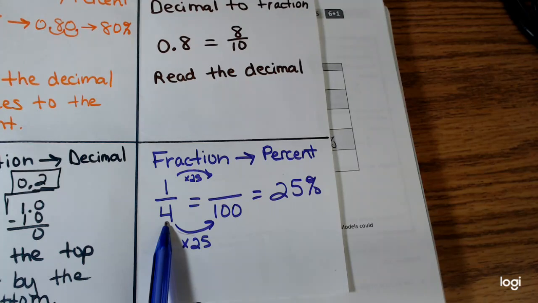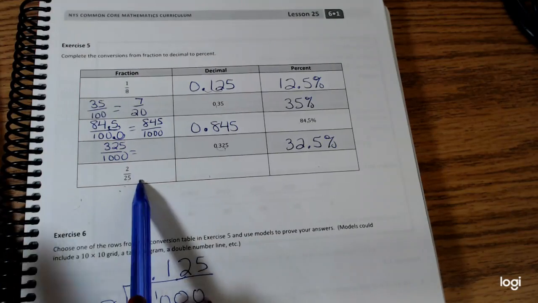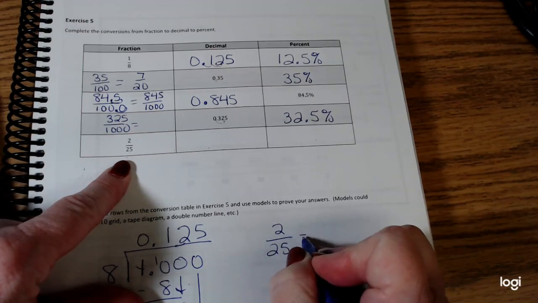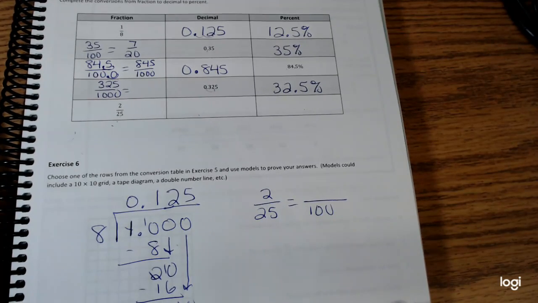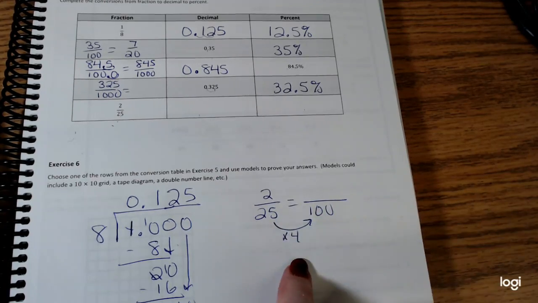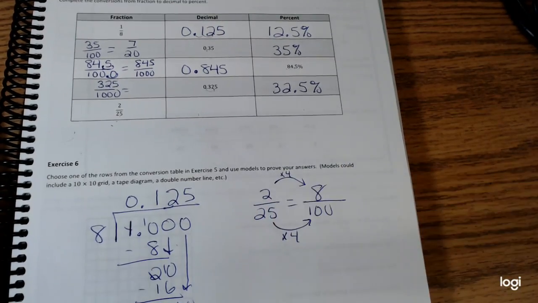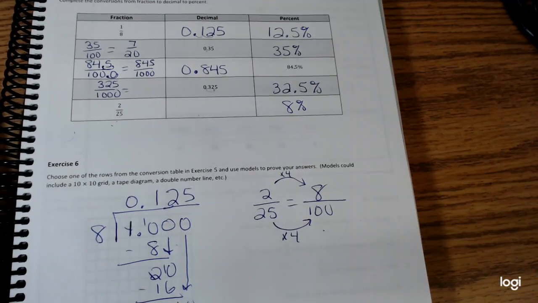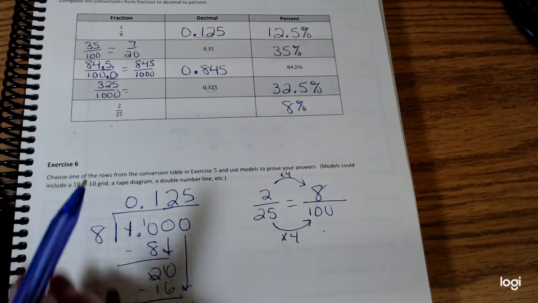I take my fraction, and percent always goes over 100. So let's take this fraction. Here's my fraction. And percent always goes over 100. Oh, now I have a proportion I can solve. Oh, I know that 25 goes into 100 4 times. So I now know that 2 times 4 is 8. So I have here 8%. To go from a percent to a decimal, let's look, we forgot.